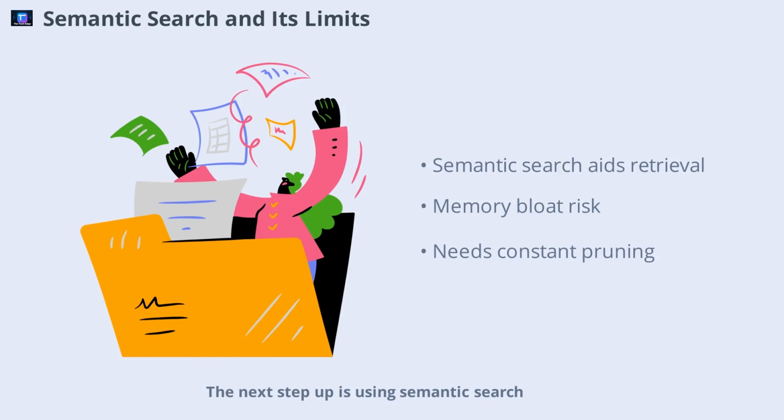The next step up is using semantic search, often implemented with retrieval-augmented generation, or RAG. Here, every message and its summary are stored in a database. When a user asks a question, the system searches for relevant information using semantic similarity. While this improves retrieval, it introduces new challenges: memory bloat, outdated or conflicting facts, and the need for regular database maintenance. As your application scales, these issues can become significant bottlenecks.